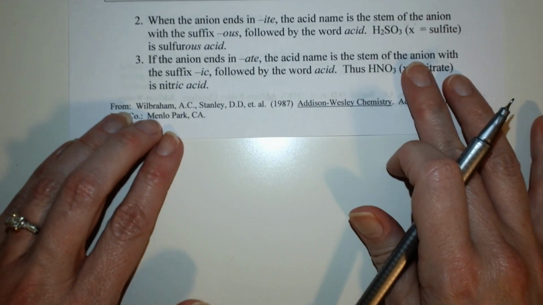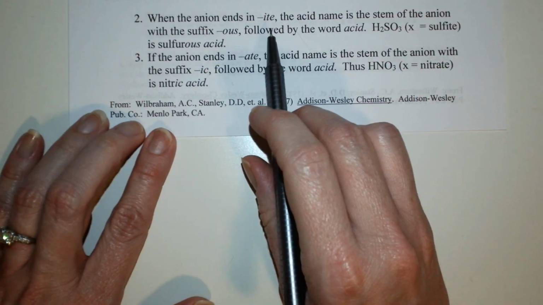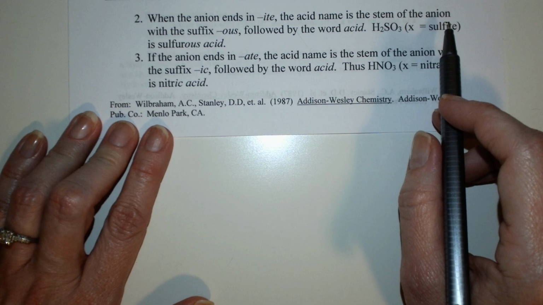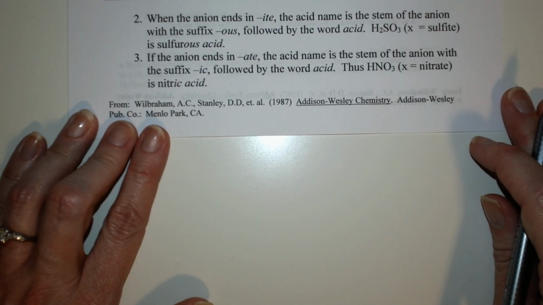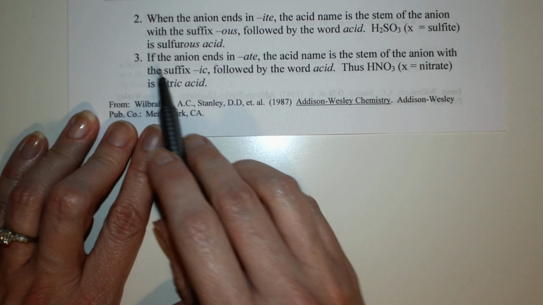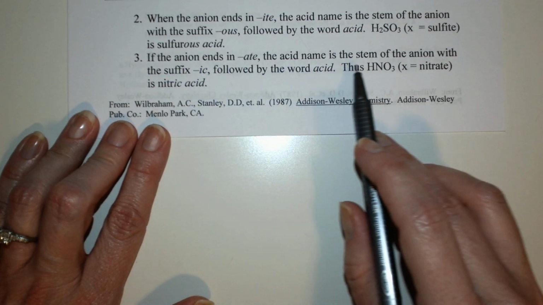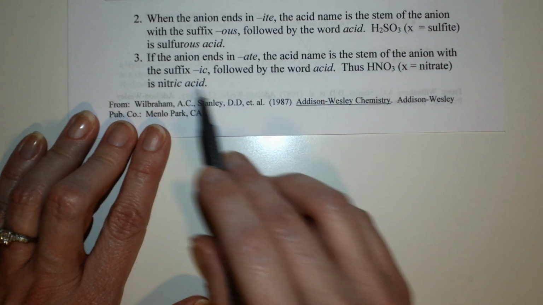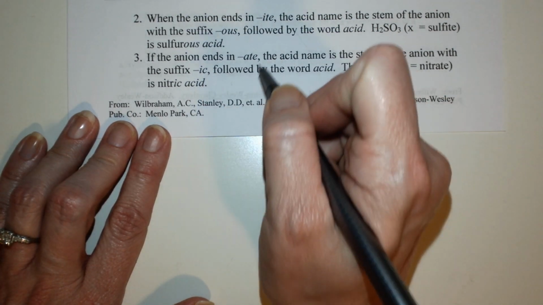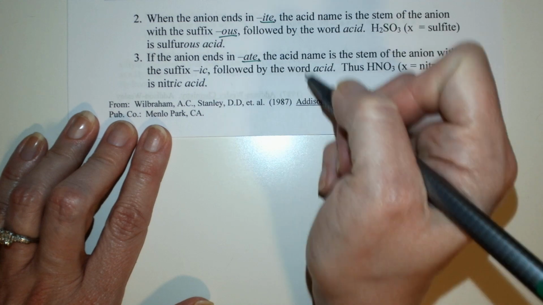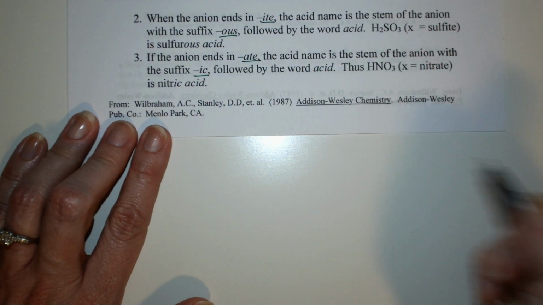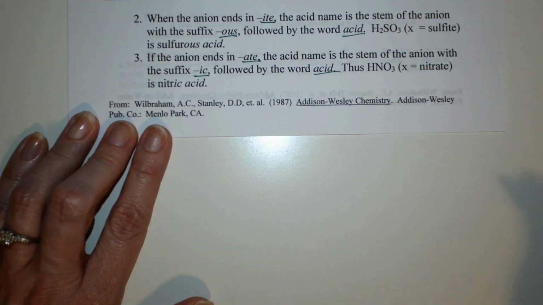So I'm going to cover that up as we go to the next thing. When the anion ends with "ite," the acid name is the stem of the anion with the suffix "us," followed by the word acid. There is no hydro for these types. When the anion ends in "ate," the acid name is the stem of the anion with the suffix "ic." So "ite" gets replaced with "us," "ate" gets replaced with "ic." Both of them, the second word is acid.